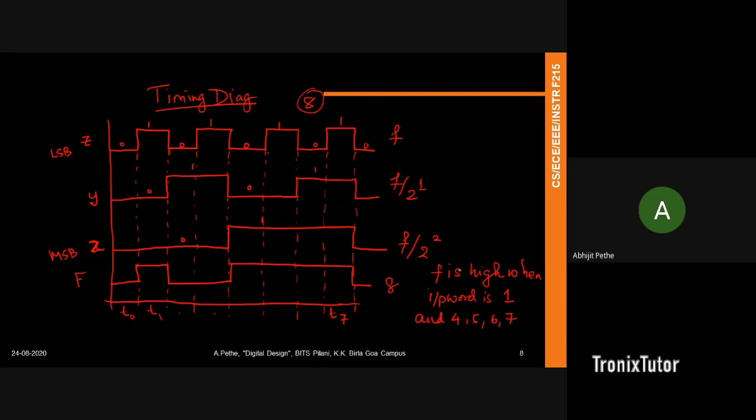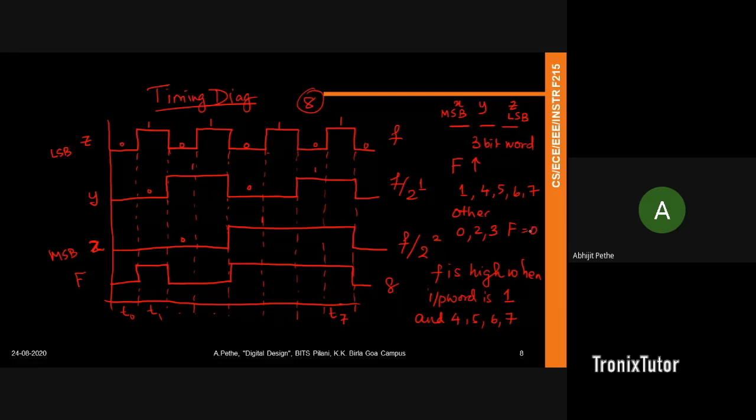So what am I calling the input word? The input word is made up of a number with X, Y, Z, where Z is my LSB and X is my MSB. It's a 3-bit word. And I can say that F is high only when the input word has 1, 4, 5, 6, 7. And for all other values, the other values are 0, 2, 3, so for 2, 3, F is 0.